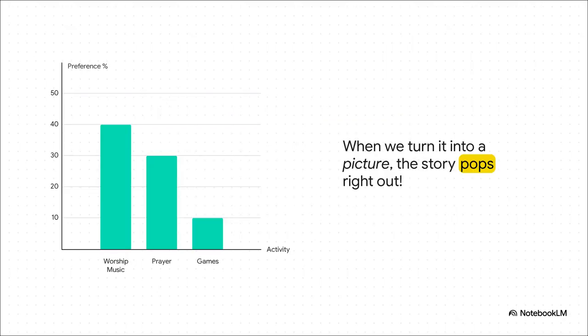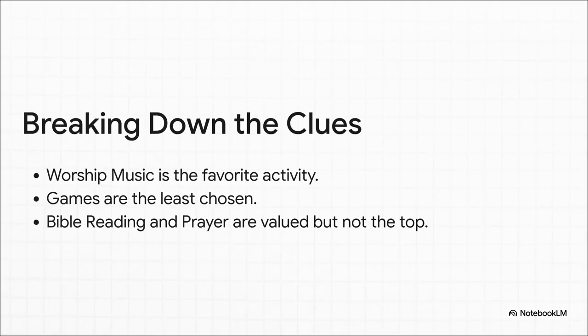But the second we turn it into a picture, bam, the story just jumps right off the page. Just look at the shape of that data. What clues are you seeing? That tallest bar is kind of hard to ignore, isn't it? So let's break it down like we're detectives looking for clues. Clue number one, worship music is the absolute, undeniable favorite. That 40% bar is towering over everything else. Clue number two, games are the least chosen activity. And clue number three, Bible reading and prayer are definitely valued, but they're not the top pick for this group.